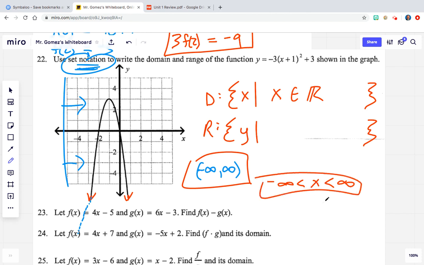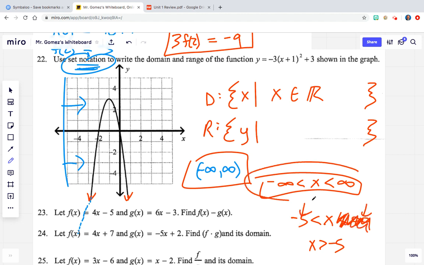We talked about this in class. If you have, like, negative 5 is less than x is less than infinity, I didn't want you writing this part. I'd rather you just write x is greater than negative 5. So when you have a number and then infinity, I didn't want you writing the infinity. But if you have 2 infinities, that's okay. You could have written that right here if you wanted to, by putting negative infinity is less than x is less than positive infinity.